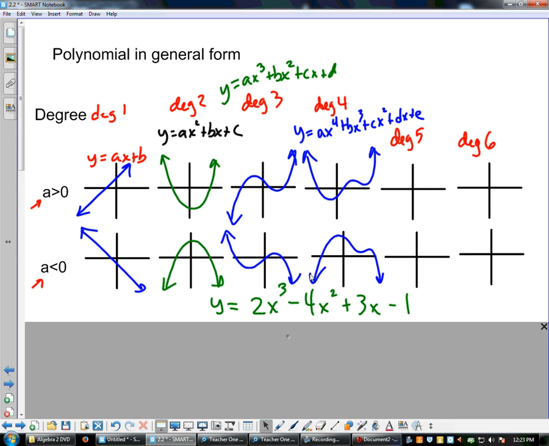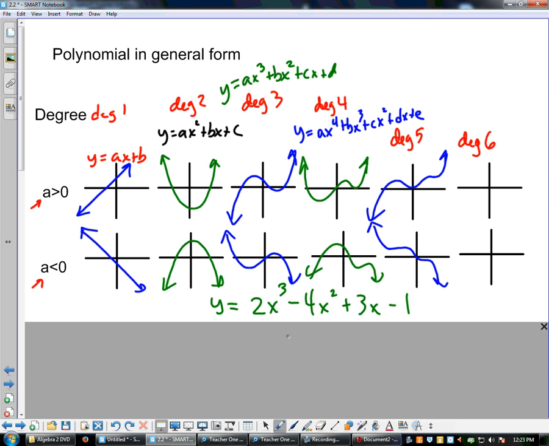So a degree 5, oh man, I was trying to color code these two. So this one, like this, okay? And then when we get to degree 5, it's going to still start low and end high, but it might potentially have an extra squiggle in it. So it might look something like this. Leading coefficient negative, it's going to start high, maybe have that many squiggles in it, and end low.